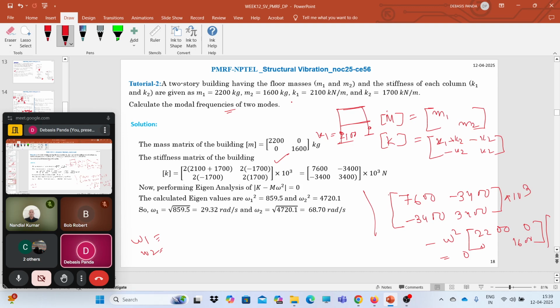So the question is incomplete actually, because here for each column, not for the total stiffness of the column, K1 is given. So for each column, if we consider there are two columns, what will be the final value of K1? The final value of K1 should be 2 into this value. That's why 2 comes here.